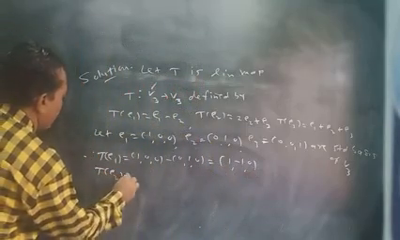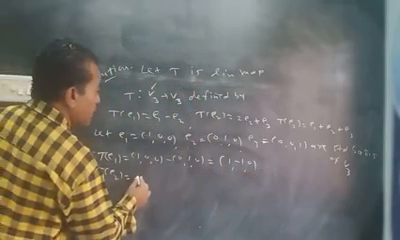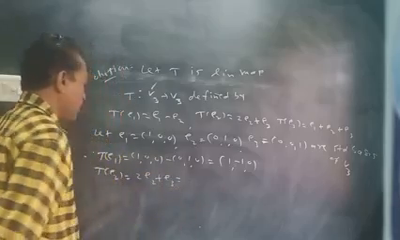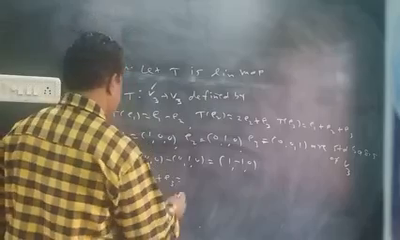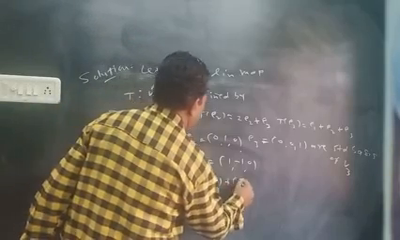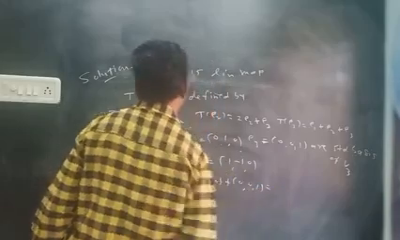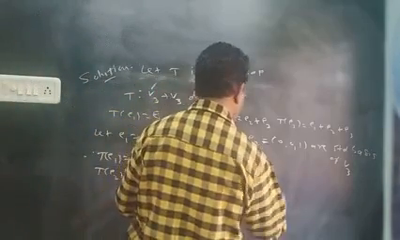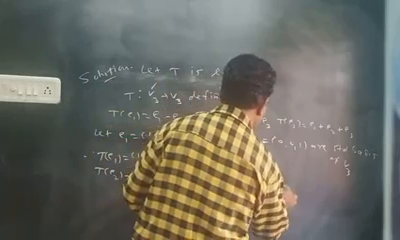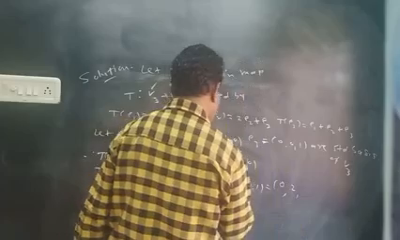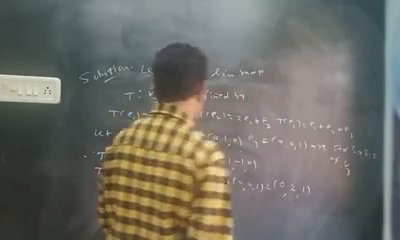T of E2 will be 2E2 plus E3. So 2E2 plus E3 is 2 times (0, 1, 0) plus (0, 0, 1). So 2 into 0 plus 0 is 0, 2 into 1 plus 0 is 2, 2 into 0 plus 1 is 1. So (0, 2, 1).